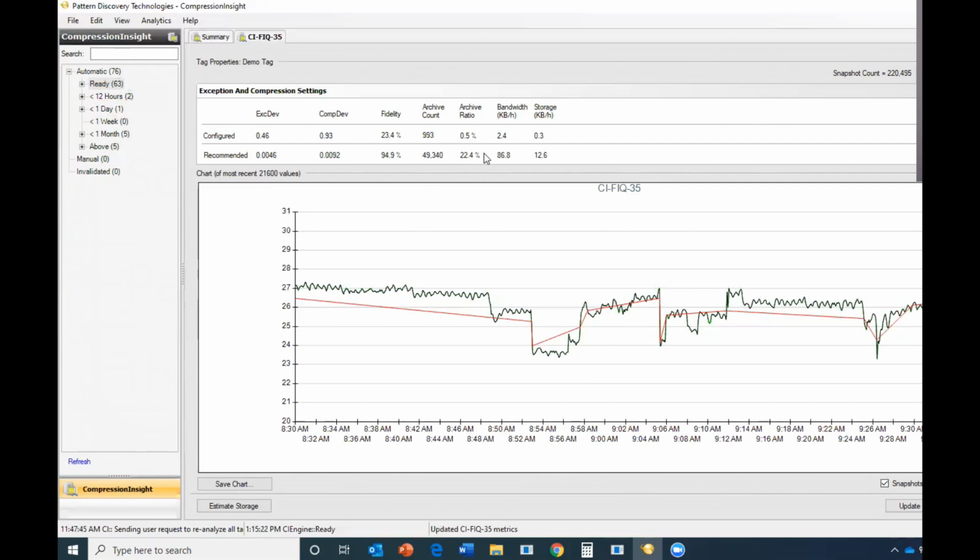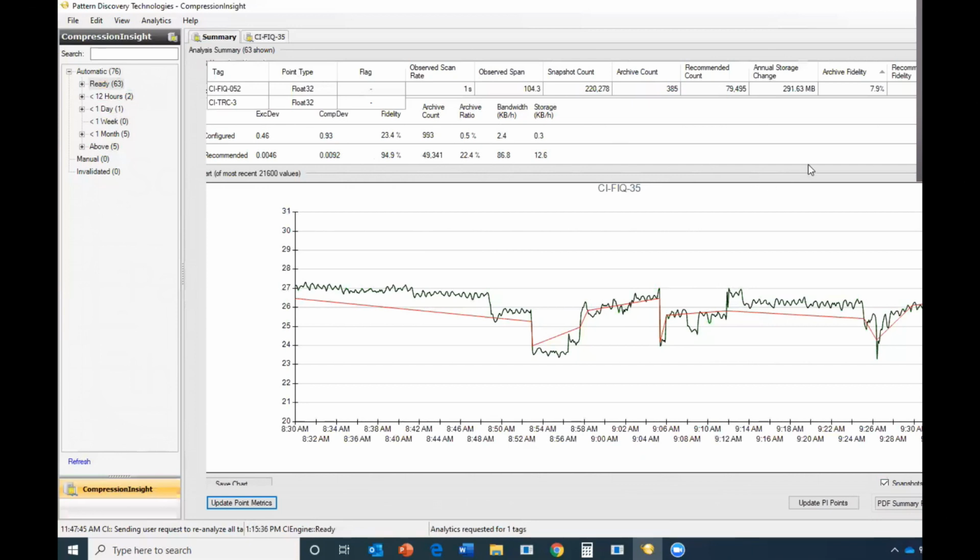So coming back, it's this optimization which is really the new enhancement and feature to the compression insight algorithm. We've now been able to zero in on the lowest amount of data volume, but the highest quality of data coming into the archive.